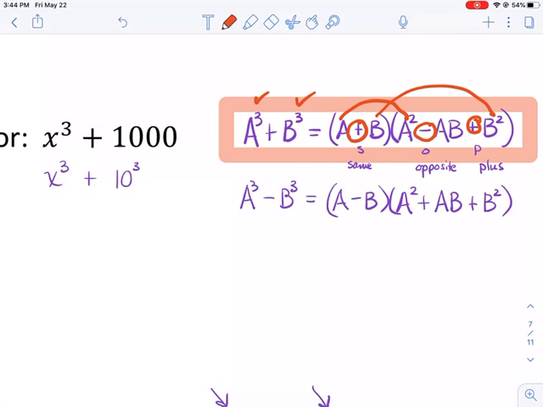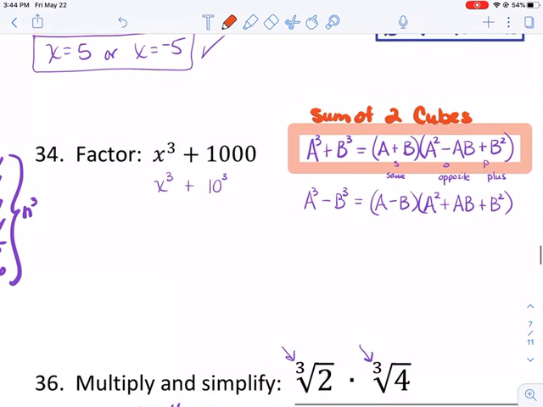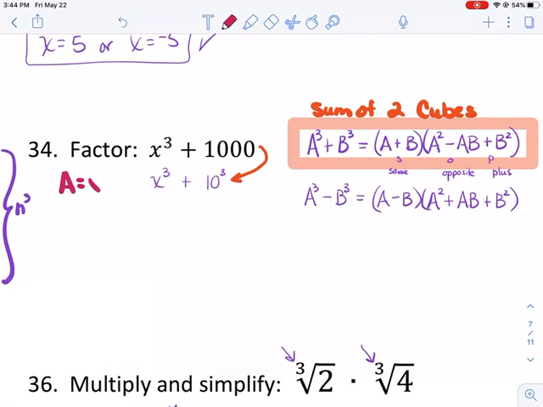Underneath of that, I've put the difference of two cubes. So we know this first one as the sum of two cubes. If we want to make this expression a product, this is what we use. I'm going to take a step going from the first step to the second. This is x cubed plus 10 cubed. So off to the side, a is equal to x, and b is equal to 10, looking at the bases.